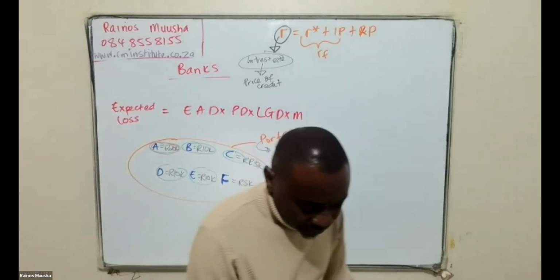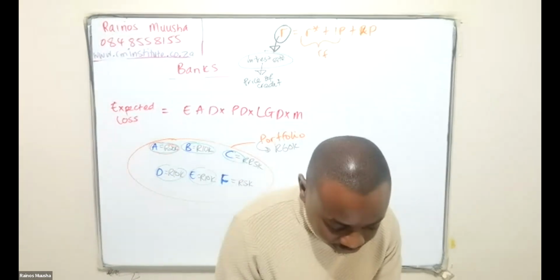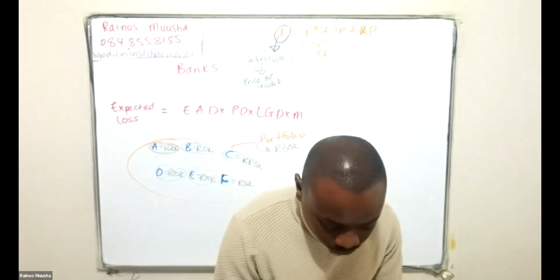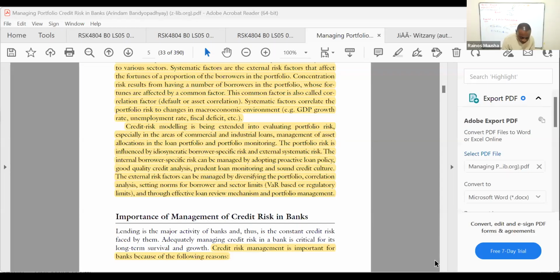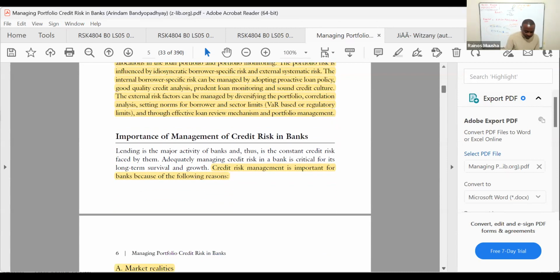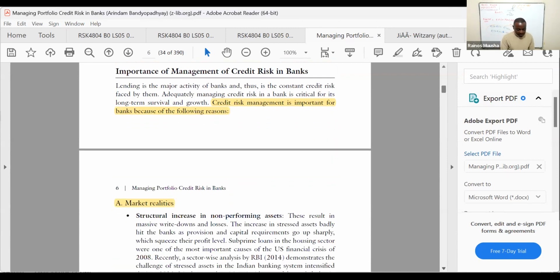So looking at that, moving on to the next section, we look at the importance of management of credit risks in banks. And here they say, I'll read from the beginning of that paragraph: lending is the major activity of banks, and thus is the constant credit risk faced by them. Adequately managing credit risk in a bank is critical for its long-term survival and growth.